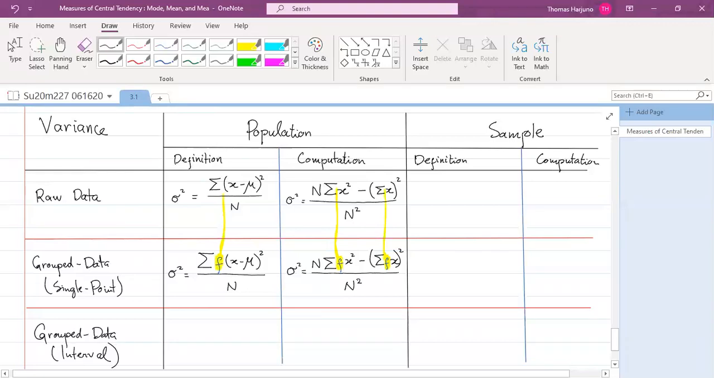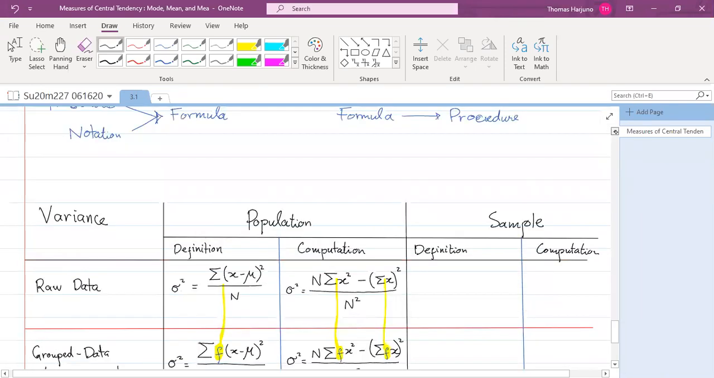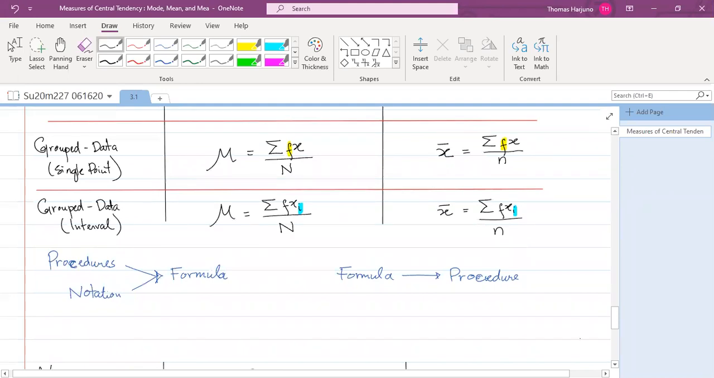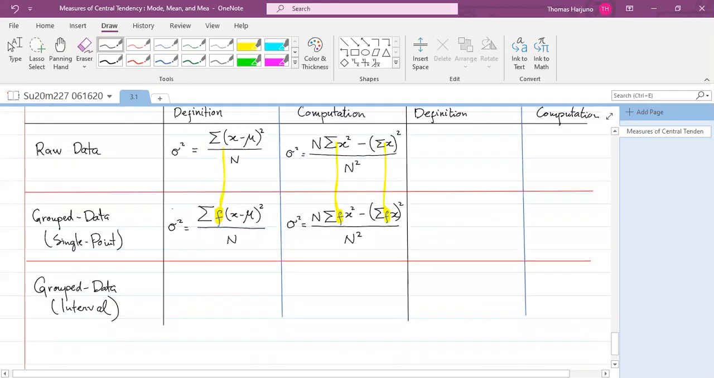Now, I have 1 minute left, so I cannot ask you to experiment, but remember, when we go from ungrouped data, single points, to grouped data, intervals, what changed? The indexing, the midpoint. So you basically copy paste whatever you have here, but you add subscript i for every X. So the definitional formula becomes the sum of F X i minus mu, squared, over population size n.